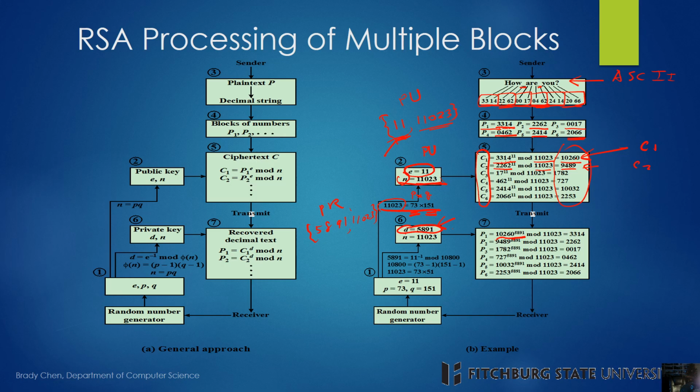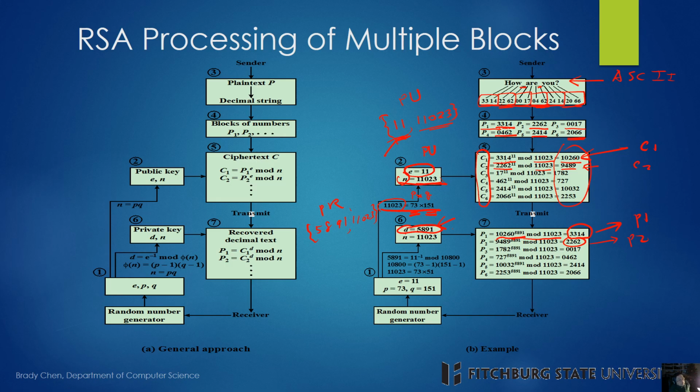That's a huge operation, right? You're talking about the power, 10,260 to the 5,891. That's a lot of calculation. But if you have a computer program, it's relatively easy to do. And then we will find out that after modulo n, you're going to restore back to P1. Same thing with this, it's P2. So that's a more realistic question.